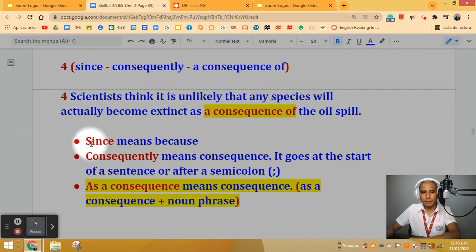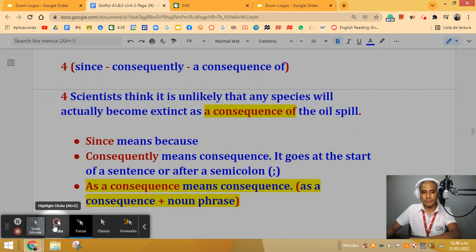Now, what about number 1? The first one is since, which means because. In this case, it is not the context. What about number 2? Consequently. Consequently means consequence, but it goes at the start of a sentence or after a semicolon. As you can see, in this case, does not apply. The rule does not apply. So the correct answer is as a consequence, which means consequence. And after as a consequence, I need a noun phrase. In this case, my noun phrase is the oil spill. That's why the third option is the correct one.